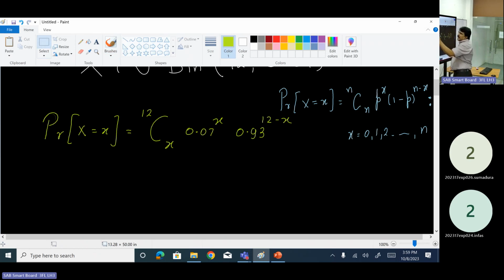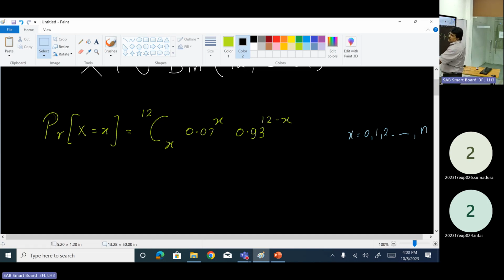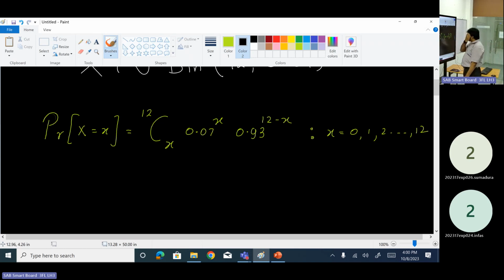Then what are the values this X can take? It starts at 0 and goes up to n. So here it starts at 0 and goes up to 12. X equals 0, 1, 2, and goes up to 12. So we have written our probability function. We didn't do anything special. We pick that general one, plug in, and that's all we need. Here I simplified 1 minus 0.07 and put it as 0.93. So now we have the probability function, so we can answer the questions.